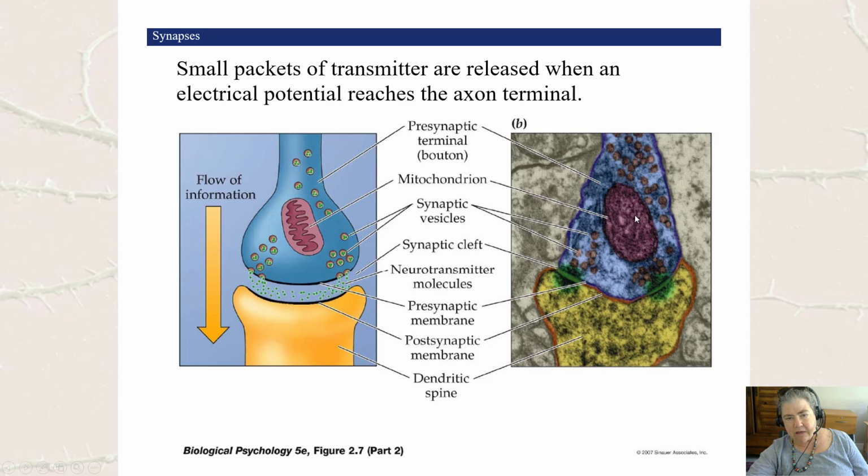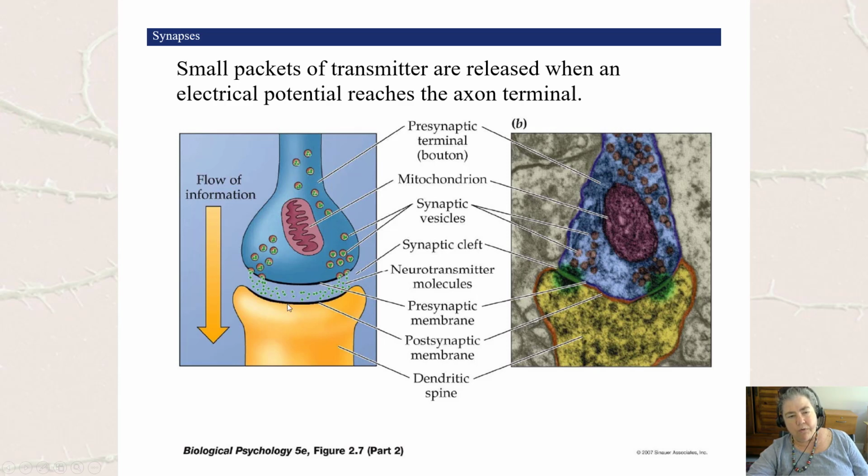a mitochondria. You don't particularly see the vesicles merging with the cell membrane. Maybe we have one there and there. In the postsynaptic membrane, there are receptors. The neurotransmitter molecules bind with the receptors, and then something happens here.